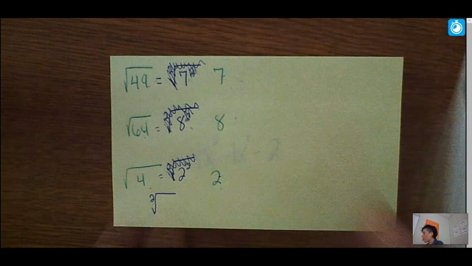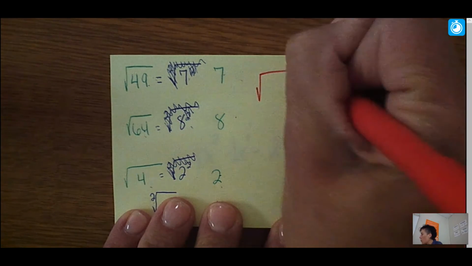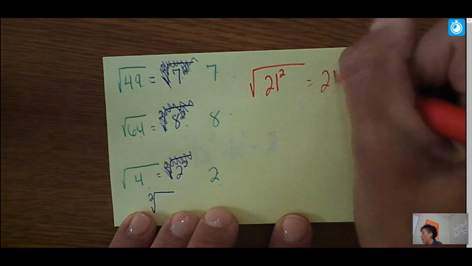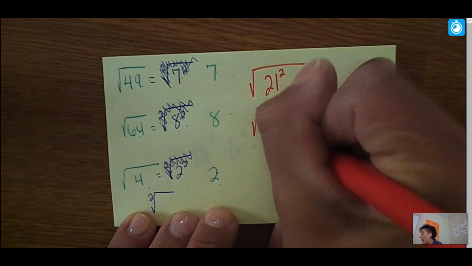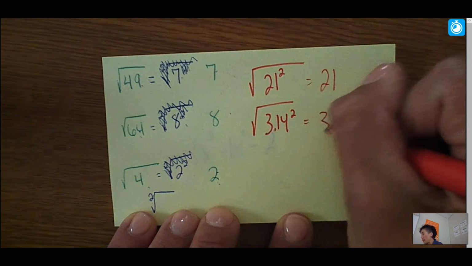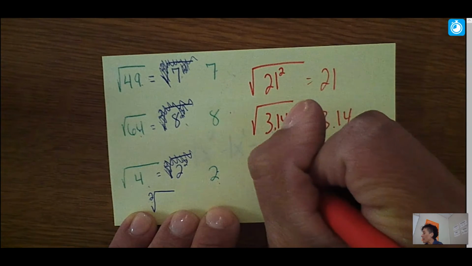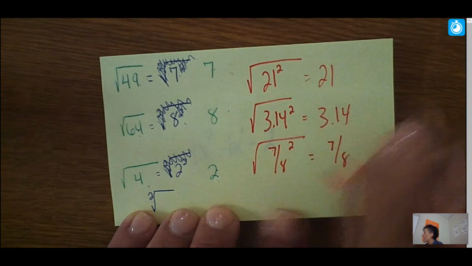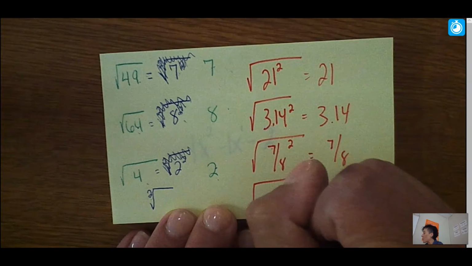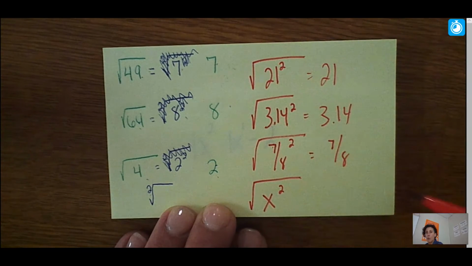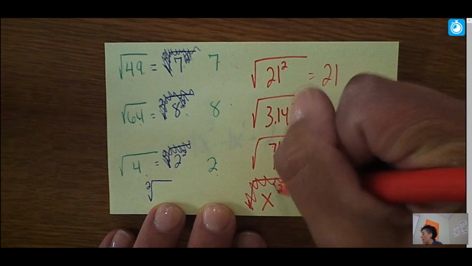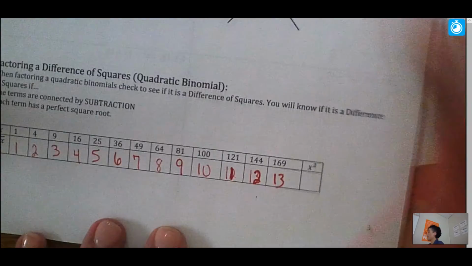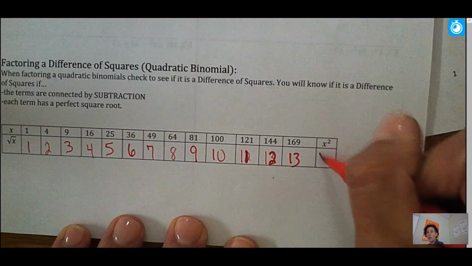So if we just try some other random numbers, what's the square root of 21 squared? Well, hopefully you'll see this pattern, and it's just 21. Or what's the square root of pi squared? Well, you just get pi. I could even throw a fraction in there, 7/8. What's the square root of 7/8 squared? It's just 7/8. And so the final one that I need for you to understand is what's the square root of x squared. And the same pattern will be happening where this square root will cancel out the squared, and we're just left with x. So going back to page 3, the square root of x squared is going to be x.